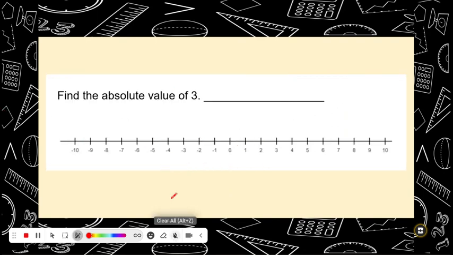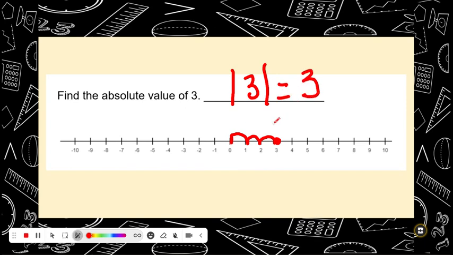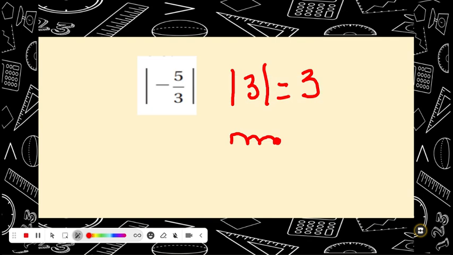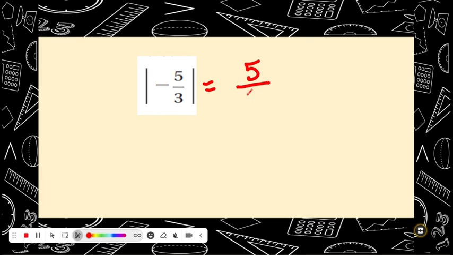So find the absolute value of 3. If I'm at 3, how many jumps from 0 am I? 1, 2, 3. So absolute value of 3 equals 3. So distance is positive. If you have a Fitbit or an Apple Watch that takes a look at your steps and you walk backwards, it's not going to take off steps. It's going to keep calculating forward your steps. So absolute value of -5/3 is 5/3. Positive.